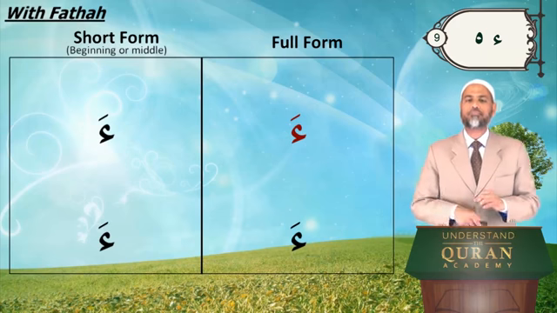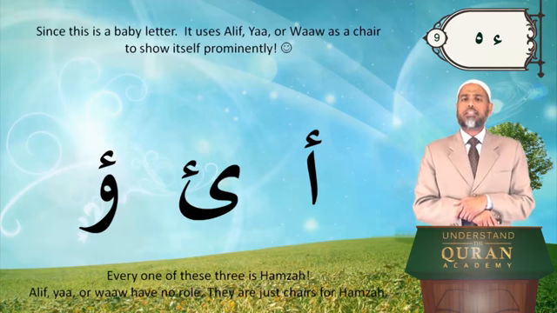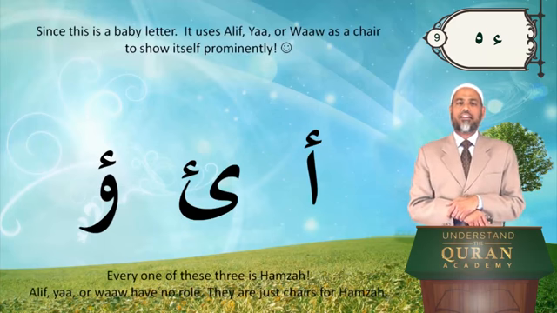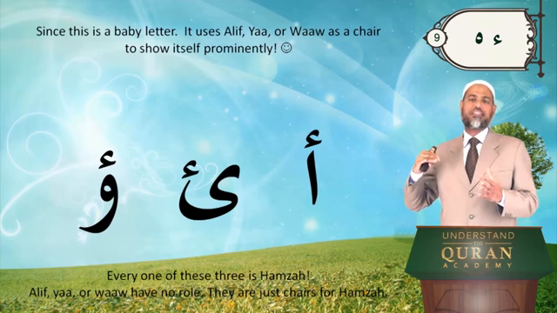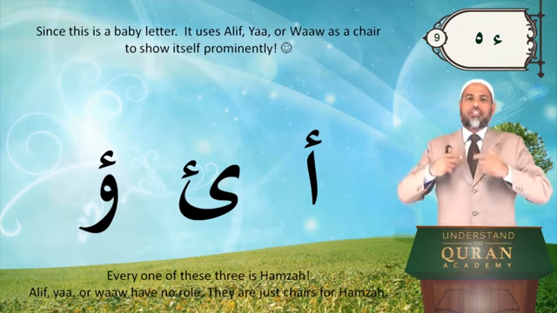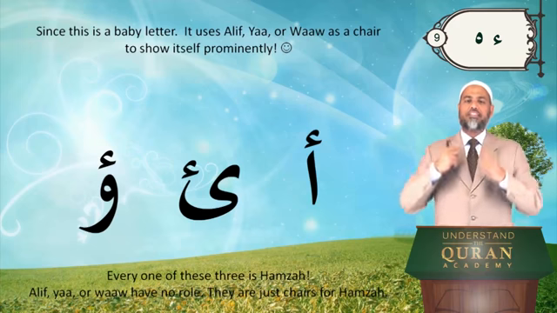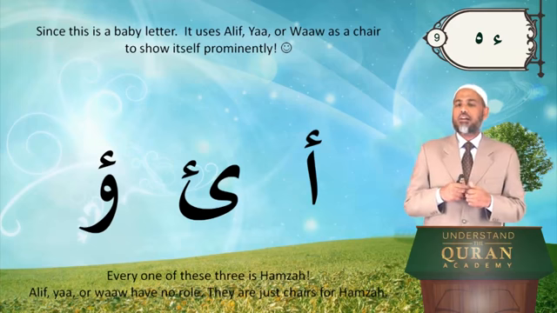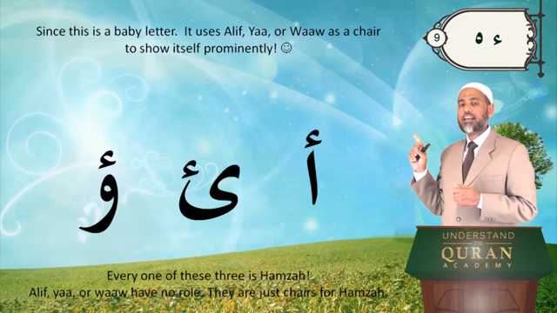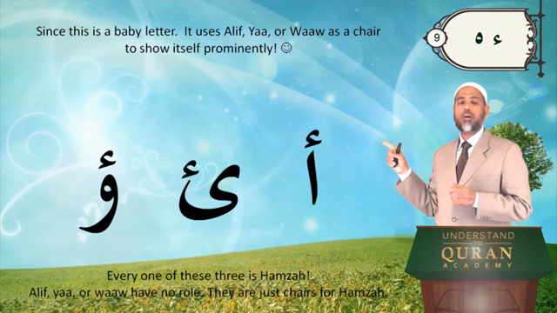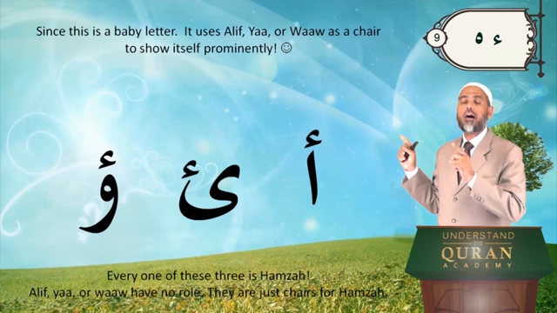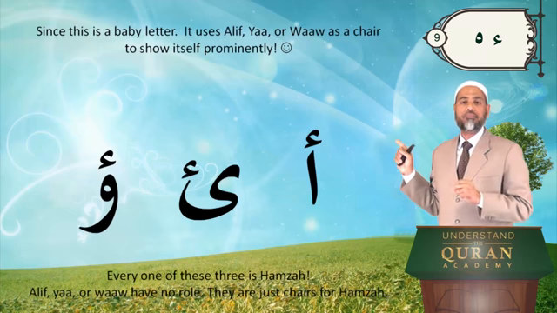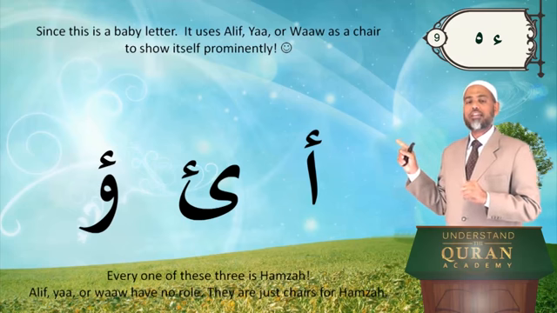Very simple. Now, since this is a baby letter, it uses alif, ya or waw as a chair, to show itself, to stand up, to show itself prominently. So you see that Hamza is carried by alif or ya or waw. Every one of these three is Hamza.